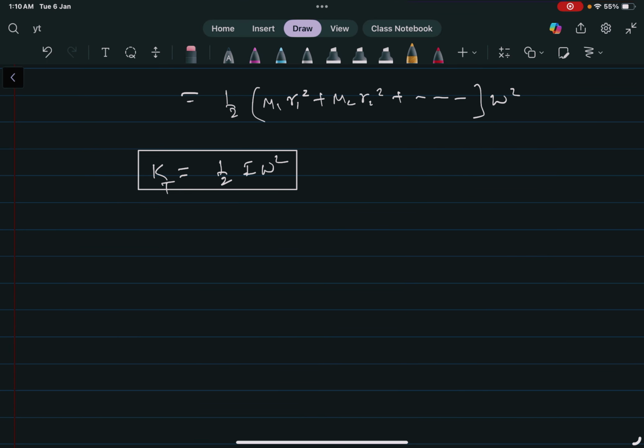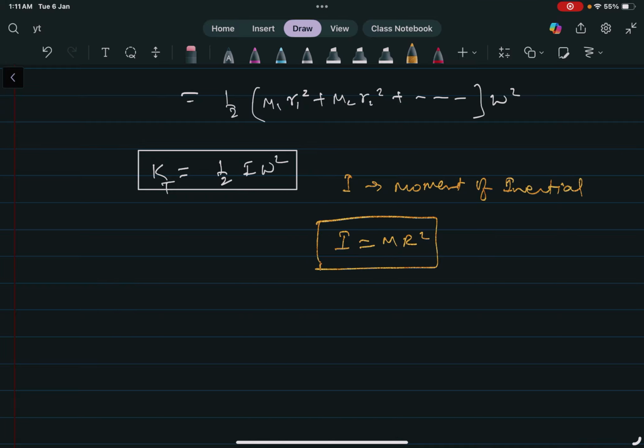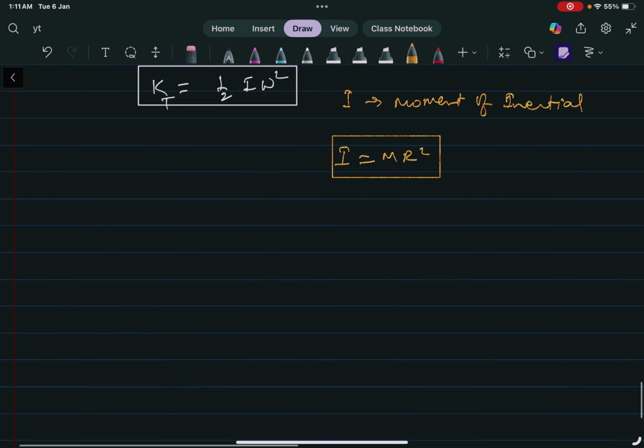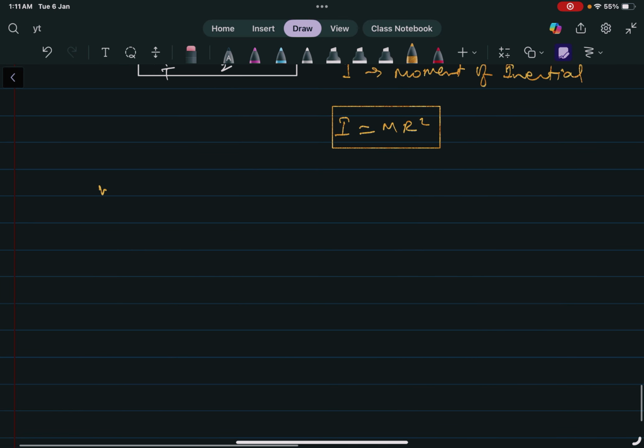Okay, now here I is the moment of inertia, where the I value is m r square. I is equal to m r square. Okay, this is the formula, where I is equal to m1 r1 square plus m2 r2 square and so on. Okay, these are the values.